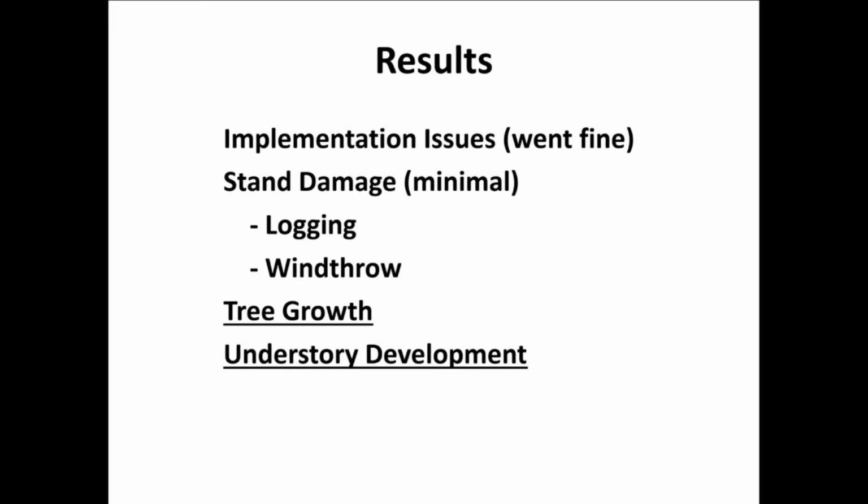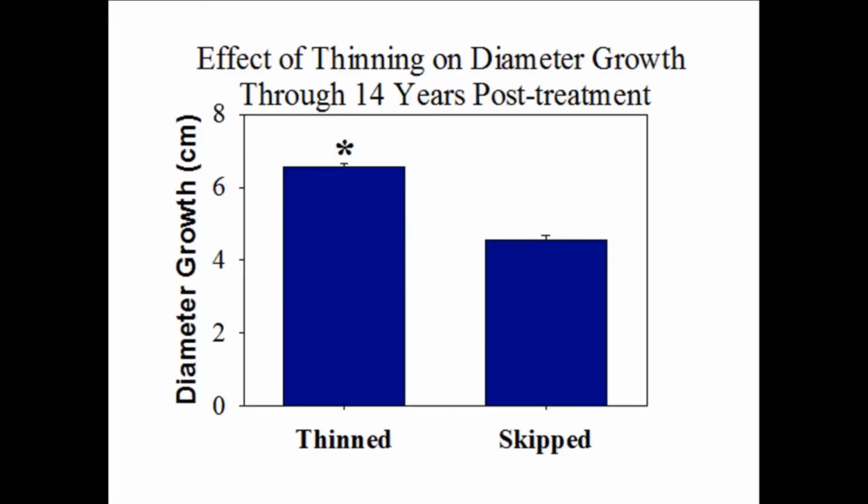by designation by description, different types of ways of setting up timber sales. Stand damage in terms of implementing these prescriptions was minimal. There was a little bit of logging damage and there was some windthrow, but very little windthrow. And I think the windthrow is minimal in part because the size of the gaps was small. So I'm going to talk a little more specifically about tree growth and understory development.